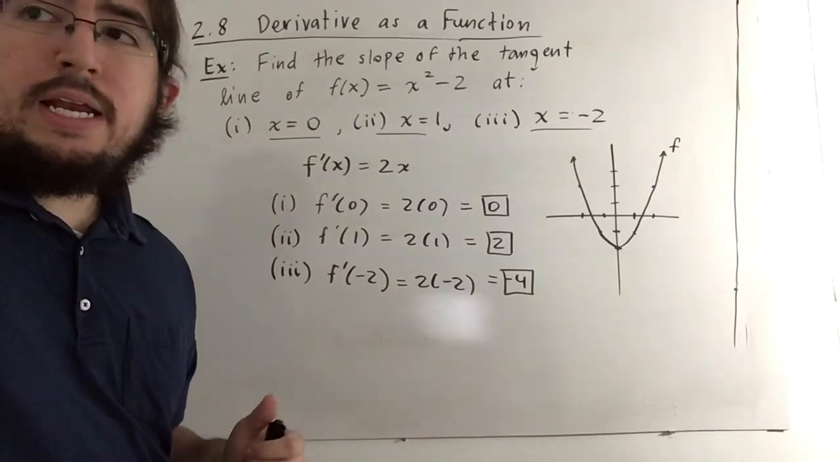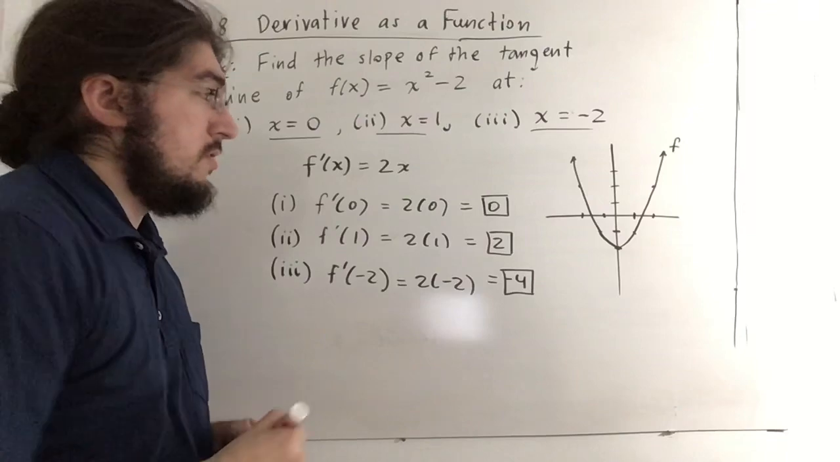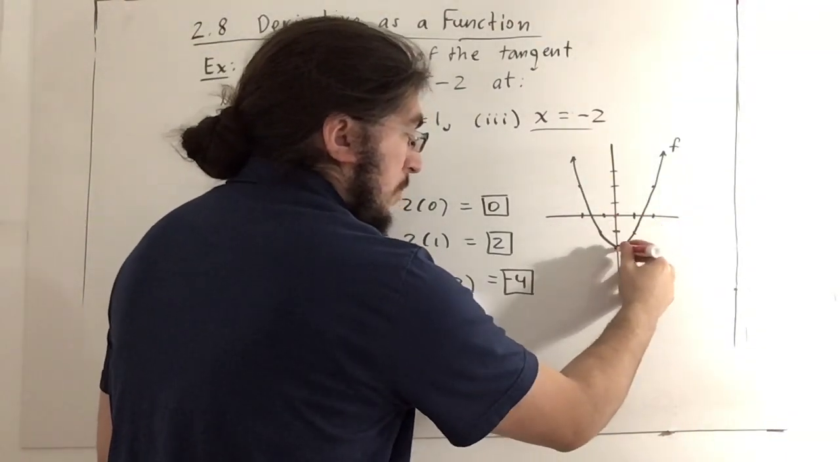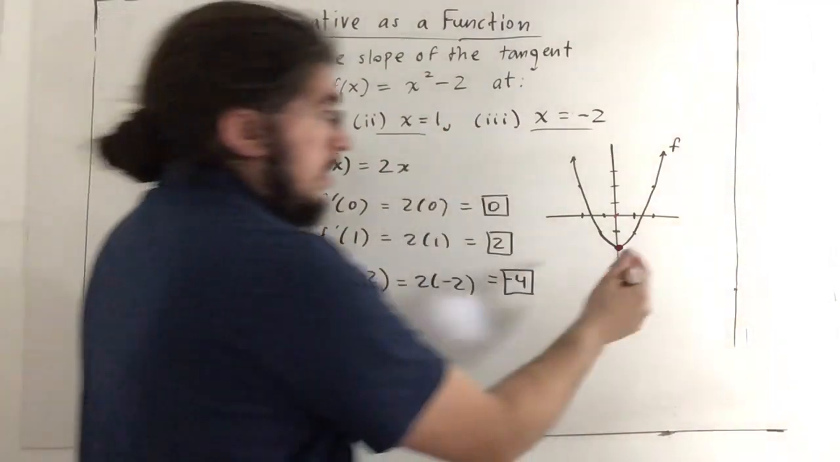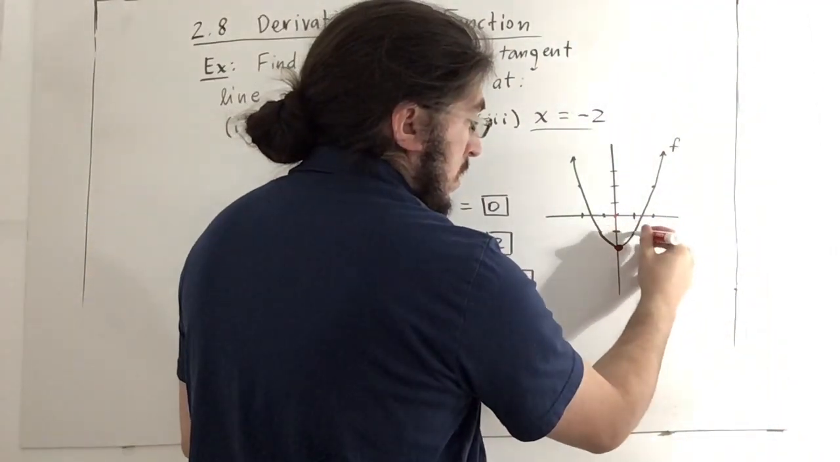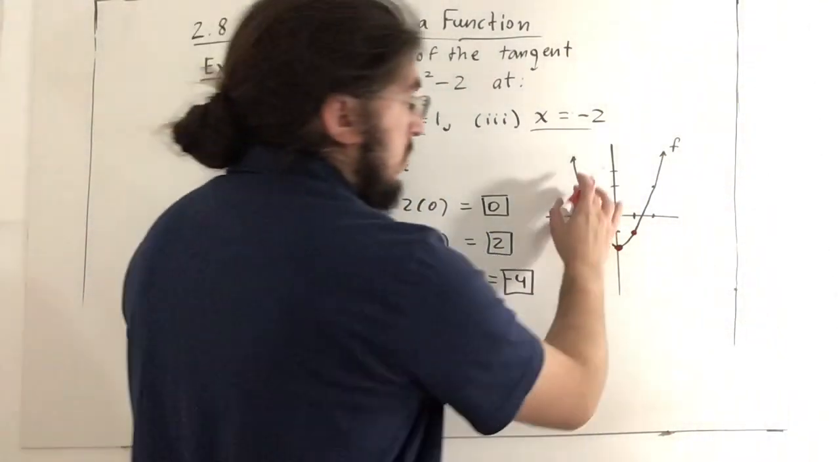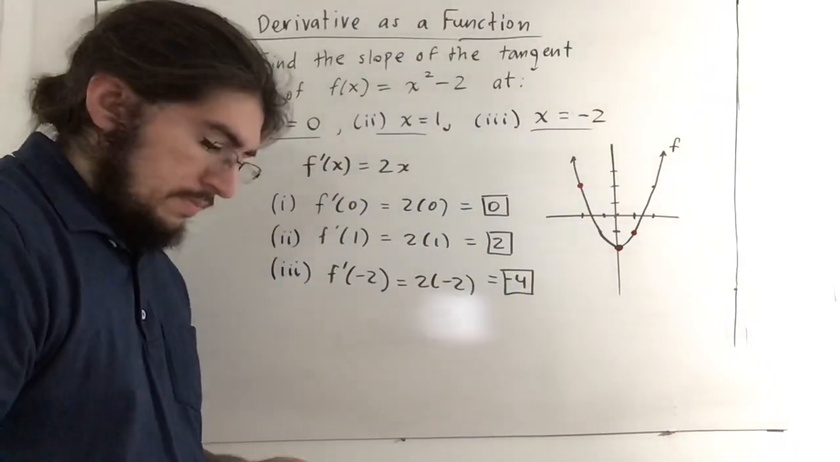Well, now we're looking at particular x values and we want to find the slope of the tangent line at those values. So at x equals 0, this is our point of tangency. At x equals 1, this is our point of tangency. And at x equals negative 2, this is our point of tangency.